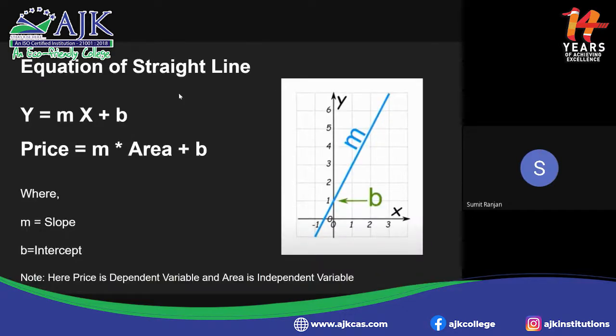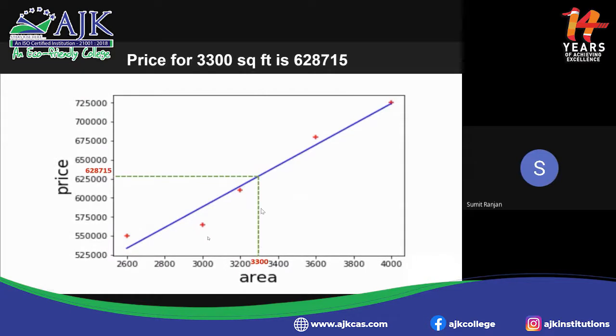And you might have learned in your 11th or 12th class something called the equation of a straight line. There you see y is equal to mx plus b, where m is the slope and b is the intercept, right? In this case, if we apply that formula, then price is equal to m into area plus b, right? So this is the slope and this is the intercept, something like that, right?